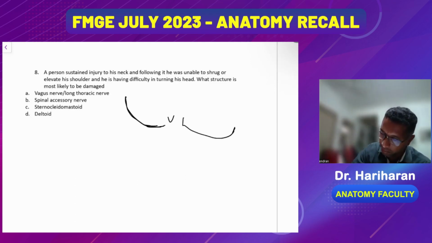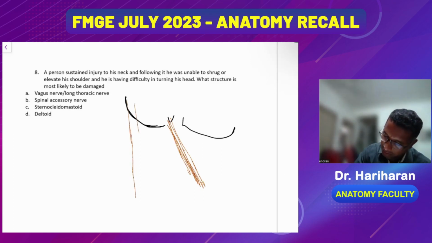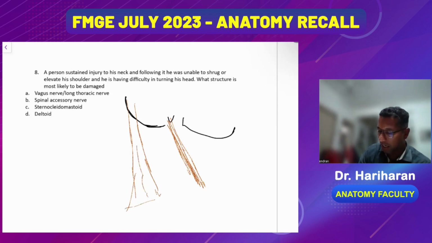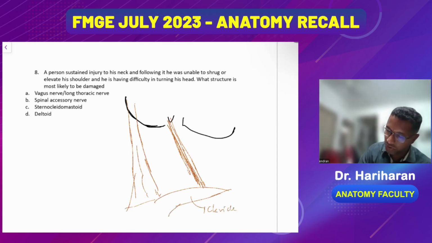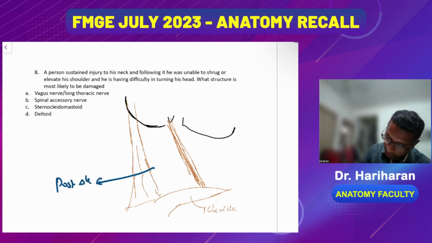Okay, so you get an important muscle here called the sternocleidomastoid muscle. And just behind the sternocleidomastoid muscle, you have another big muscle called the trapezius muscle. And below that you have the clavicle bone. So this is the clavicle, and this triangle is called the posterior triangle of the neck.